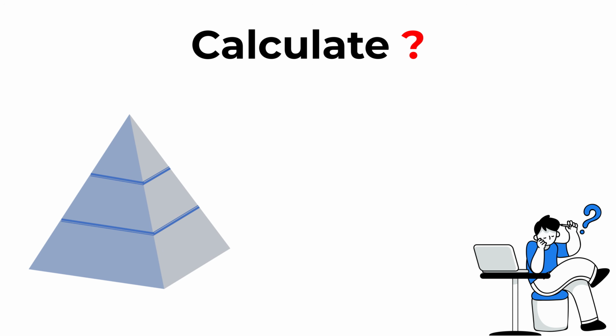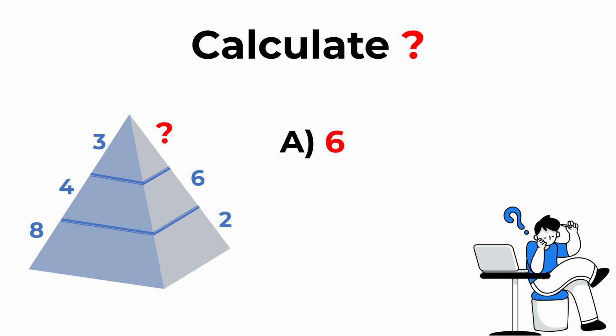On the bottom layer, you have numbers 8 and 2. On the middle layer, you have numbers 4 and 6. And in the top layer, you have number 3, and on the other side of the pyramid, you have a question mark. And this question mark can be one of those 4 values. Your choice A is 6, choice B is 10, choice C is 7, and choice D is 2.